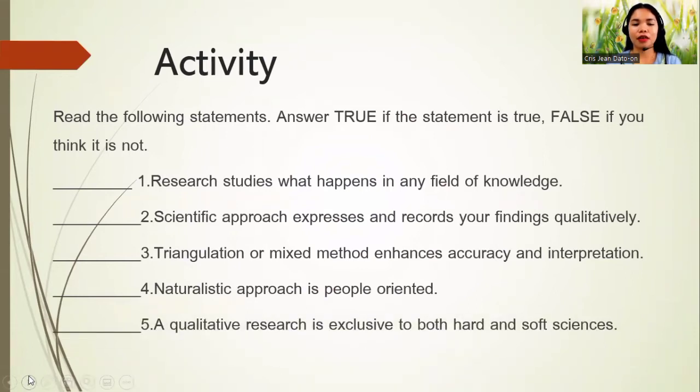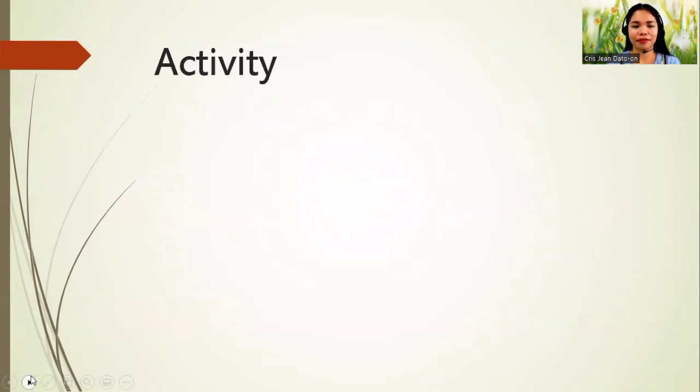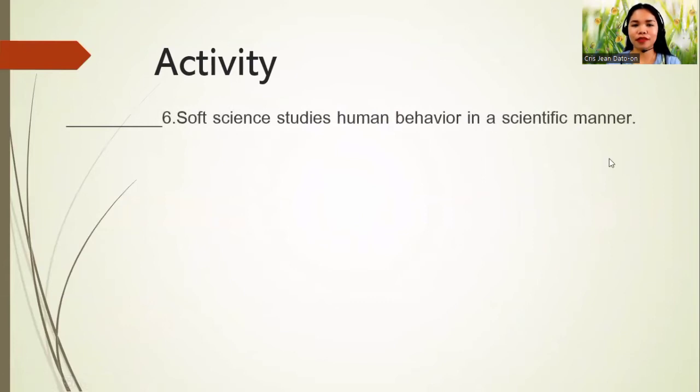Number 5, a qualitative research is exclusive to both hard and soft sciences. True or false? Okay, for number 5, the answer is false. Number 6, soft science studies human behavior in a scientific manner. True or false? All right. Number 6 is true.